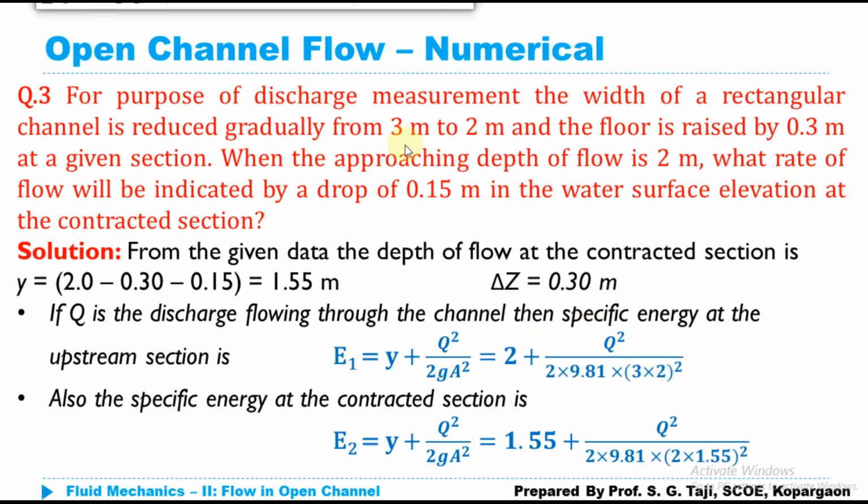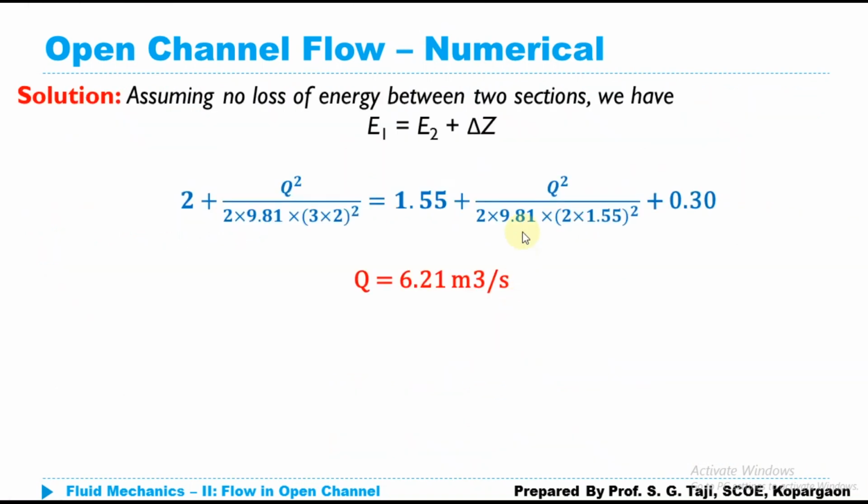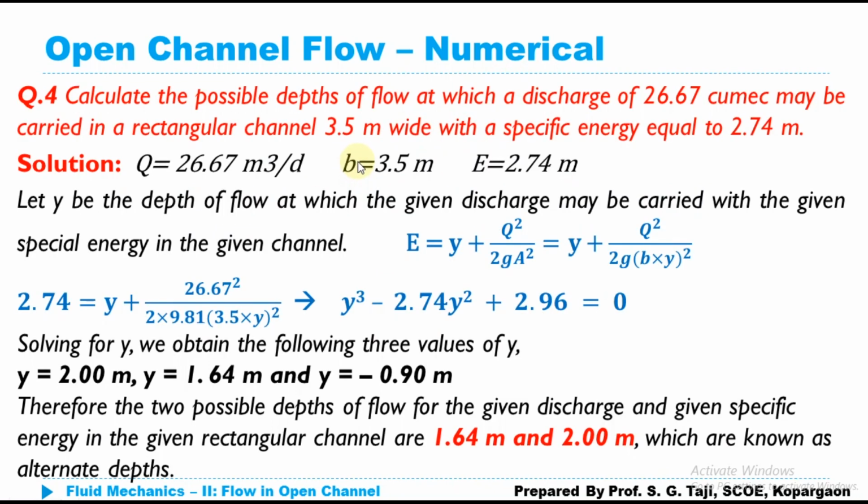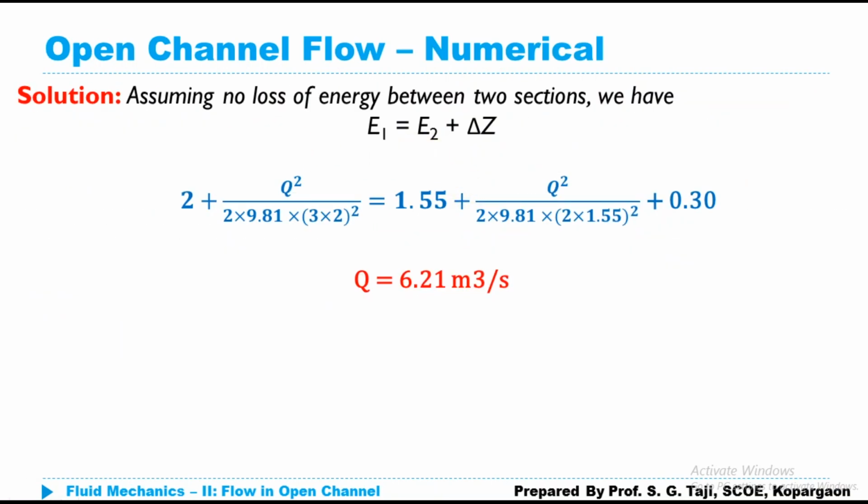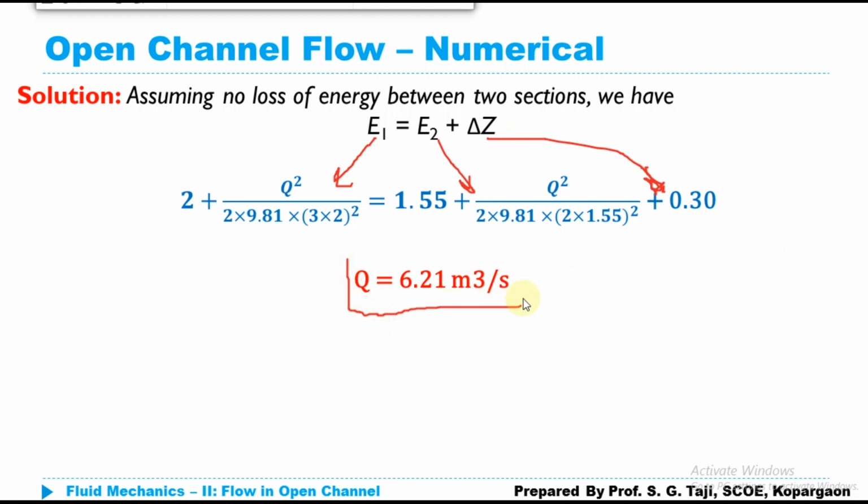Now, after putting those values of E1 and E2 in the equation of delta Z, delta Z will be equal to E1 minus E2. So I can simply write it as E1 is equal to E2 plus delta Z. Putting this equation of E1 and E2 here, and the value of delta Z as 0.3, after calculating I get Q equal to 6.21 meter cube per second. Hope you understood this numerical based on the channel transition. Let's move to the next numerical.